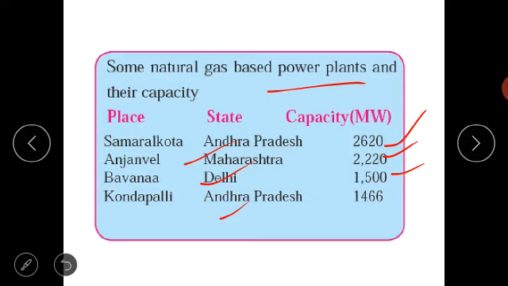So what you have to do is remember the different power plants and the type of power plant, whether it is a thermal power plant, a natural gas based power plant, or a nuclear power plant, and their capacity. You have to remember the place, the state and the capacity, because that can be asked in multiple choice questions.